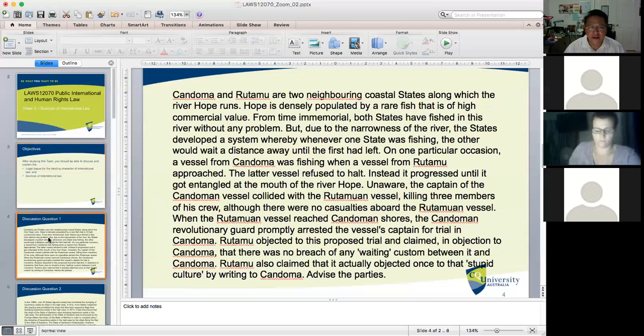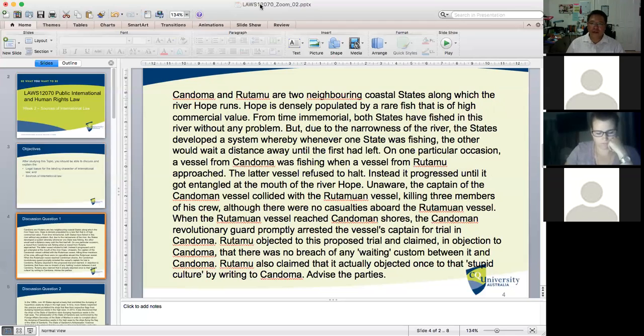So let's proceed with discussion question 1. And this particular question is taken from the book by Abbas. Okay, so I'm going to read the question. Kandoma and Rutamu are 2 neighboring coastal states along which the river Hope runs. Hope is densely populated by a rare fish that is of high commercial value. From time immemorial, both states have fished in this river without any problem. But due to the narrowness of the river, the 2 states developed a system whereby whenever one state was fishing, the other would wait a distance away until the first had left.